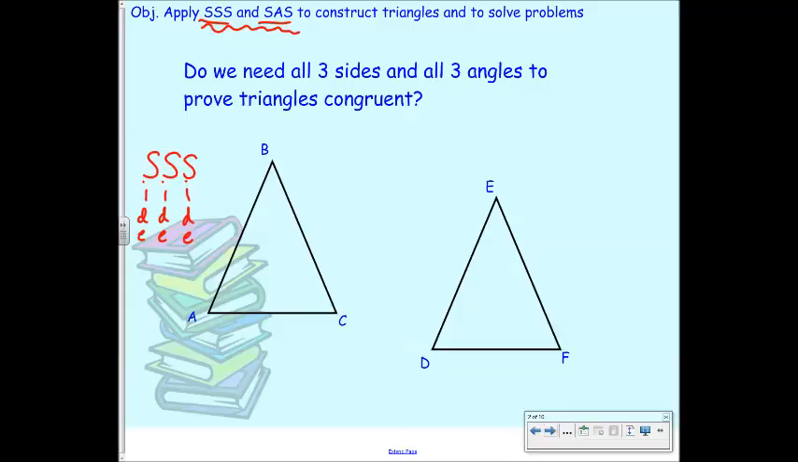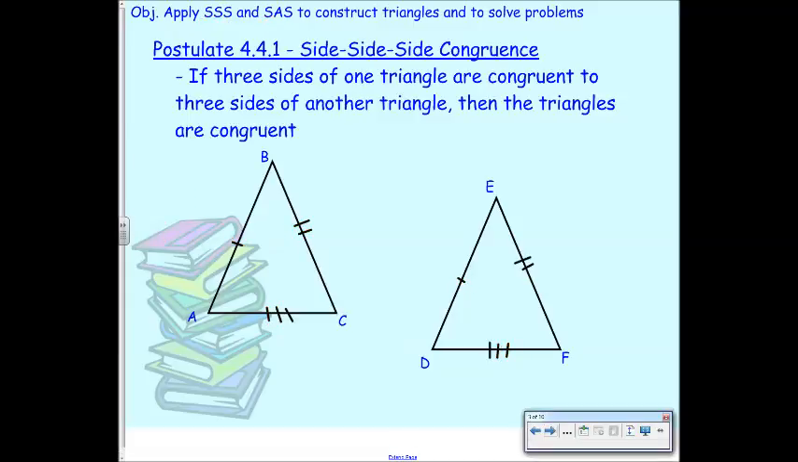Therefore, if I give you BA is congruent to ED, BC is congruent to EF, and AC is congruent to DF, then that would be enough information to prove that the triangles were congruent. So this is just another picture of exactly what we just wrote. And this is the postulate right at the top. Side, side, side congruence. If 3 sides of one triangle are congruent to 3 sides of another triangle, then the triangles are congruent.